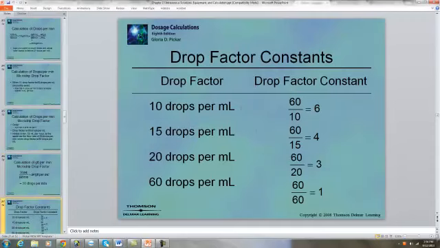So here's your drop factor constants. If the drop factor is 10 drops per milliliter, the constant is 6. If it's 15 drops, it's 4, and 20 drops is 3, and 60 drops is 1.